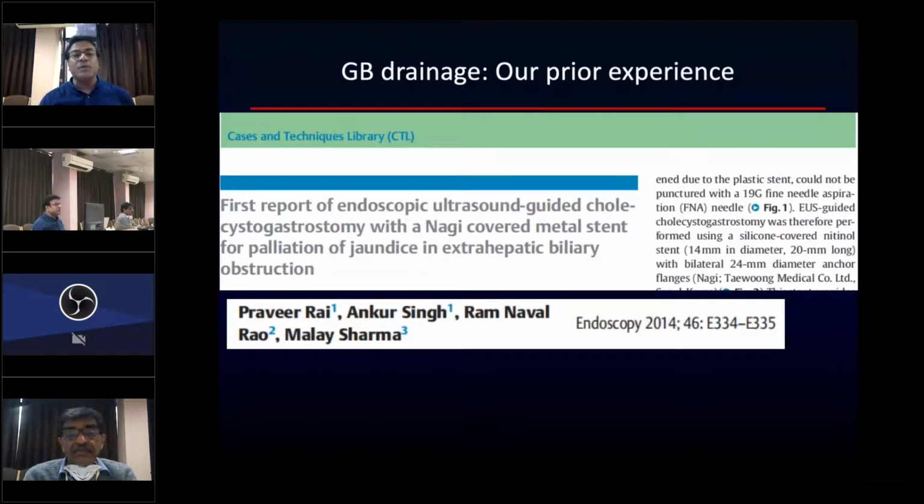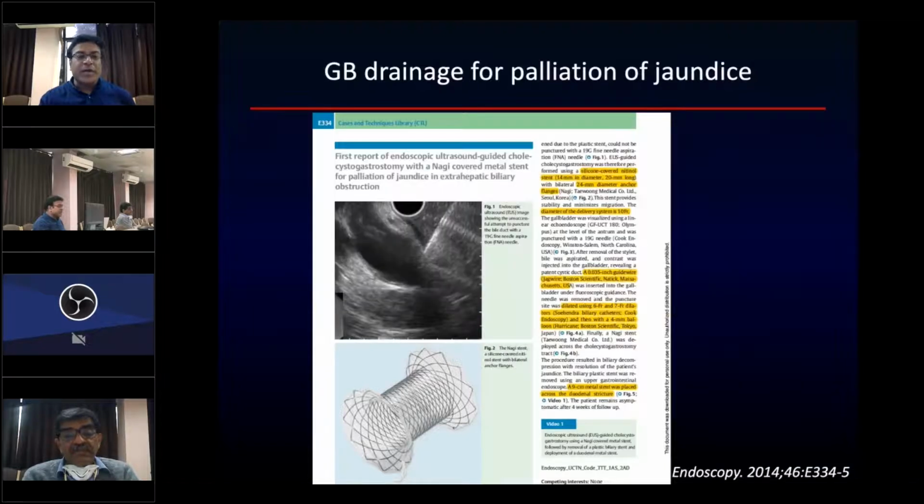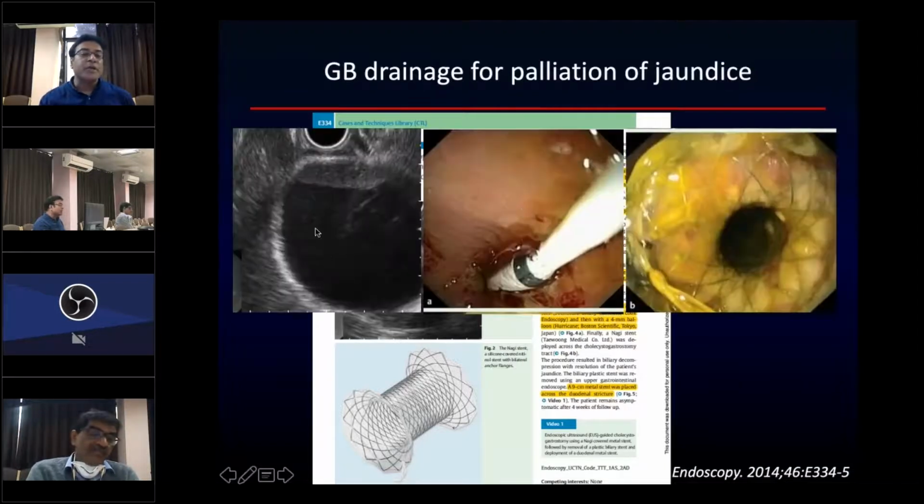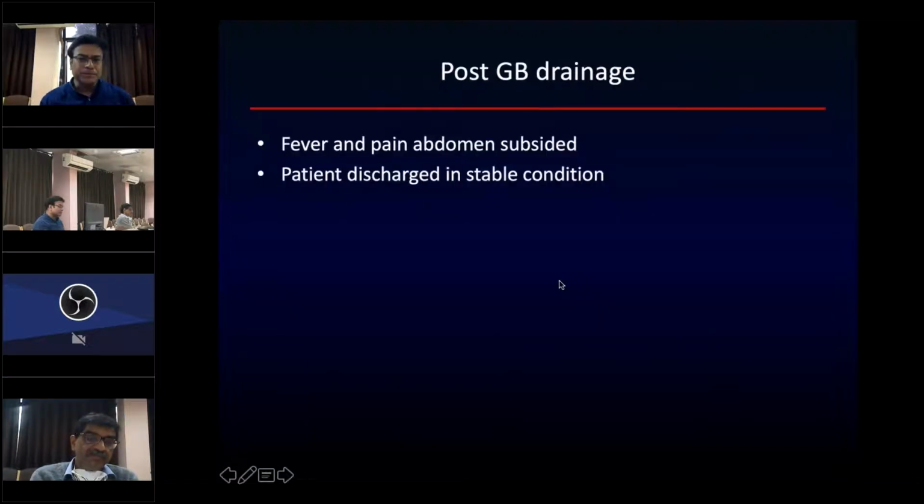This was the first report of an EUS-guided cholecystogastrostomy with the Nagi stent. This stent is known as the Nagi covered metal stent, used for palliation of jaundice in extrahepatic biliary obstruction. In that case we couldn't perform a choledochoduodenostomy, and this was the distended gallbladder. We used a different technique in this case that we published. After puncturing, we dilated with the balloon and then deployed the stent. So this is the stent that we used. That procedure was not for empyema. It was primarily for palliation of jaundice, in which we couldn't even do a choledochoduodenostomy.